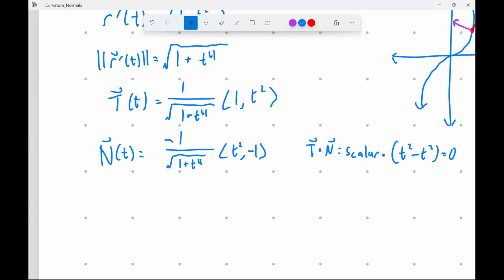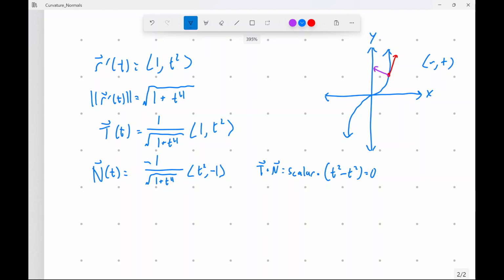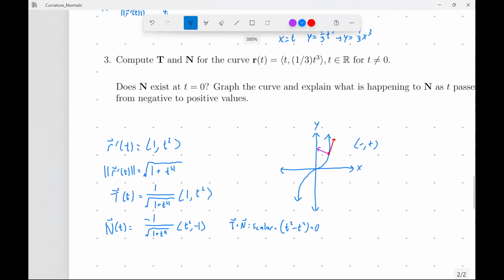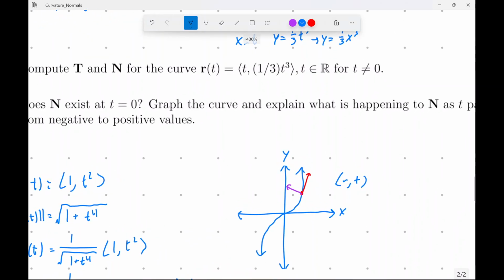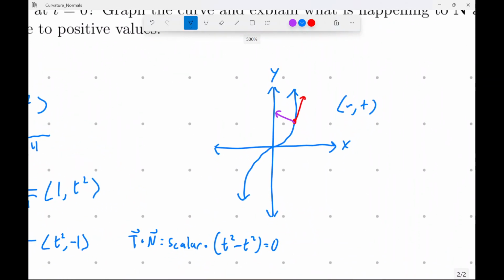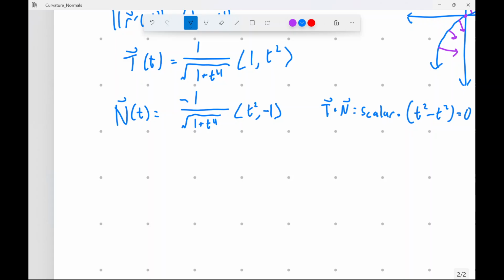Okay? So that's a shortcut you can do to compute this. That's our normal vector for t greater than 0. The issue is at t equals 0. Over here you were pointing down, down, down, because you're pointing inward. But up here, you're pointing up, up, up. And so right between these two, when t equals 0, the normal vector switches from pointing down to pointing up. So the normal vector actually does not exist when t is 0.